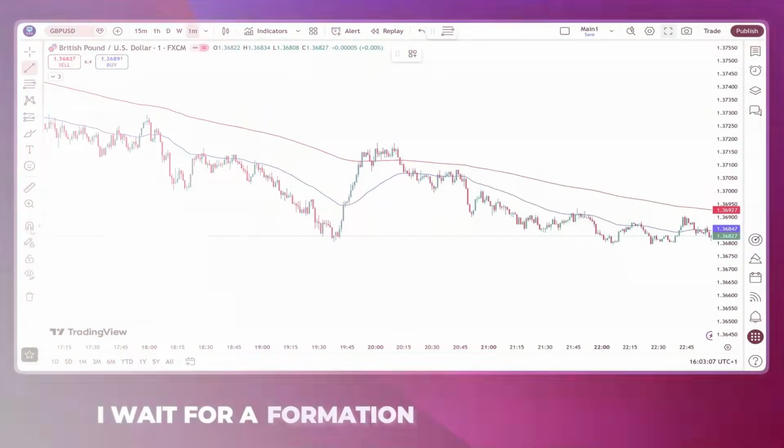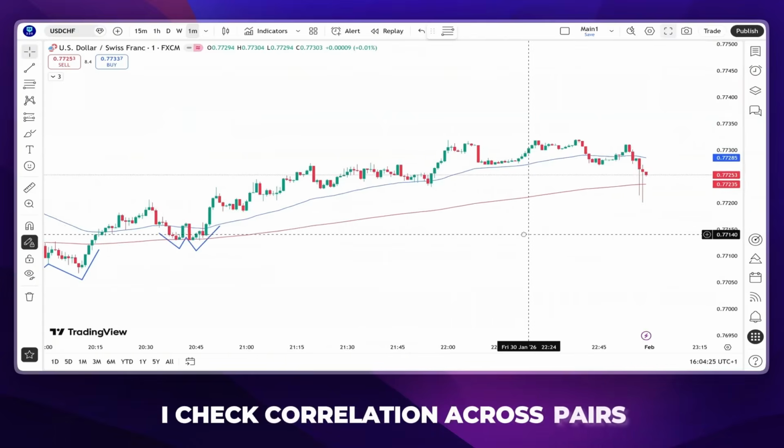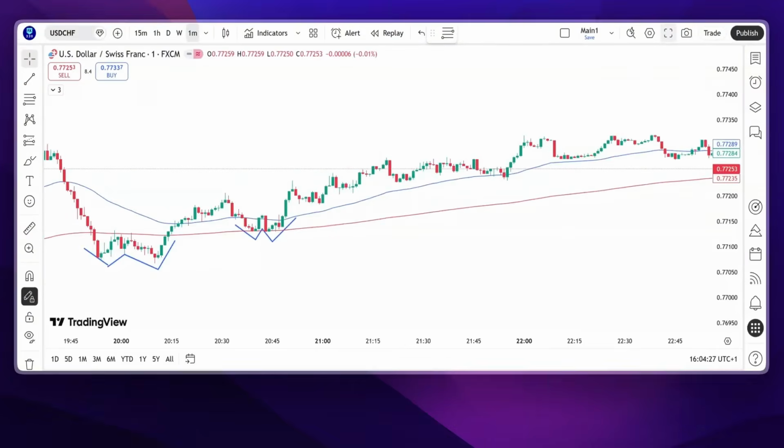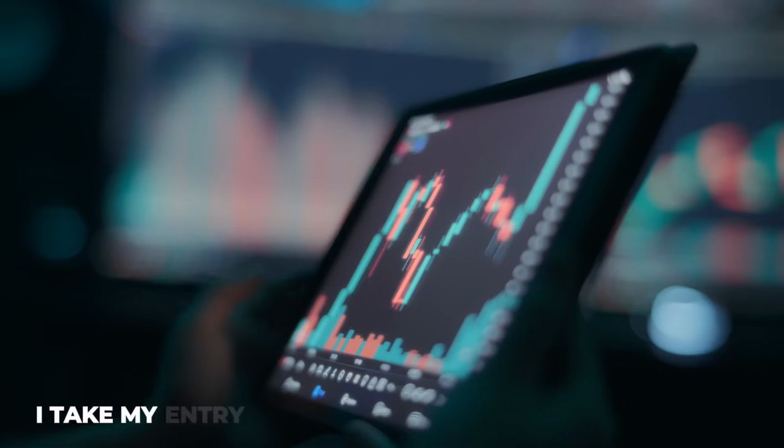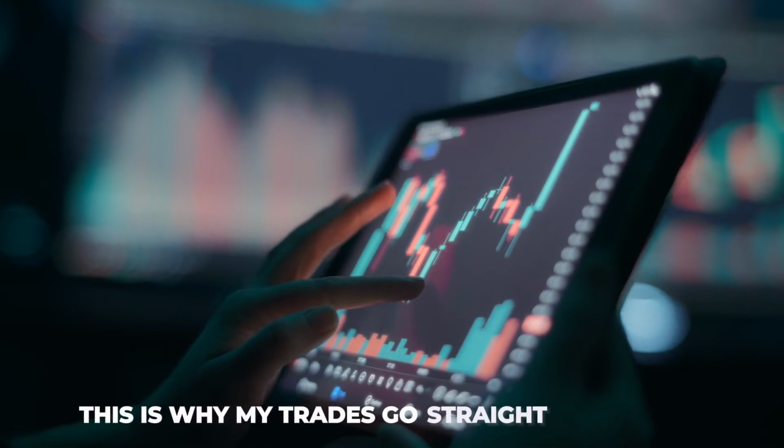I wait for a formation on the 50 EMA. I check correlation across pairs. I check the news calendar. And when everything lines up, I take my entry with a strong confirmation candle. This is why my trades go straight into profit.